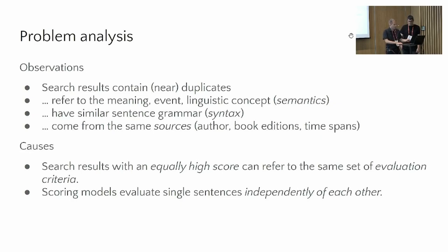So the cause for it is that a system like Gurevych, or any system that is dealing only with scores, doesn't care about the variation with respect to these three criteria, that means semantics, syntax, and metadata.